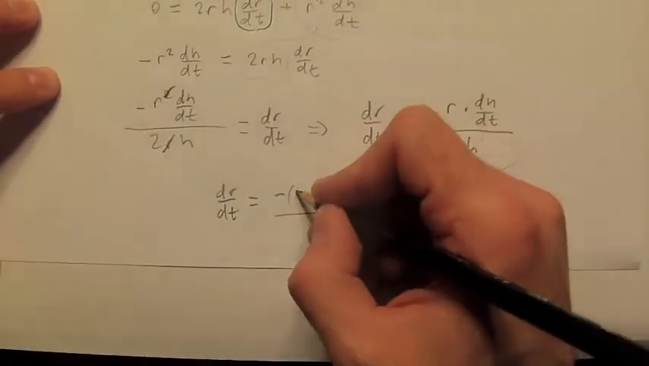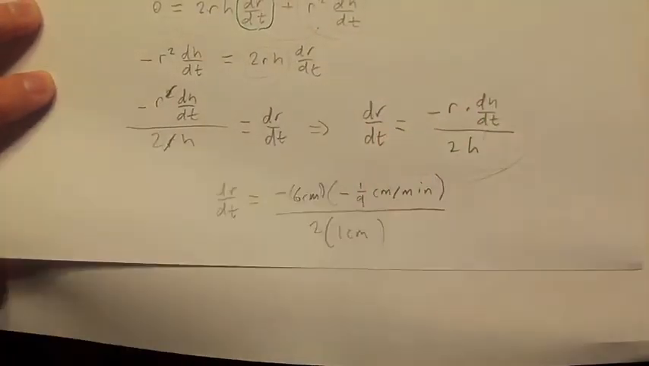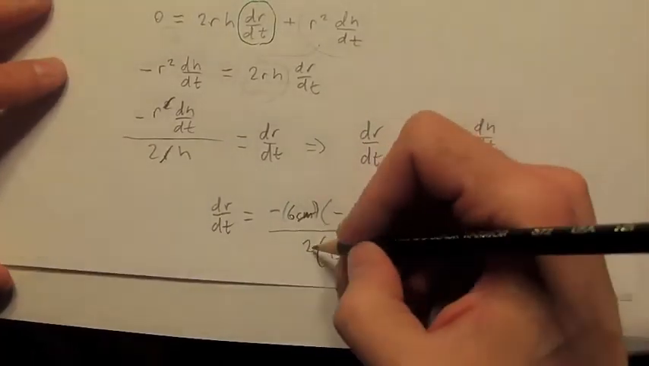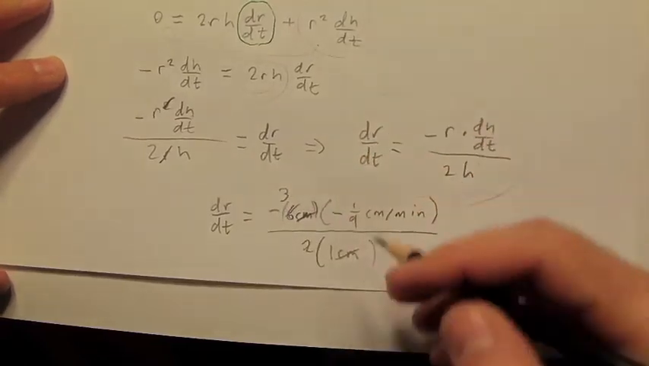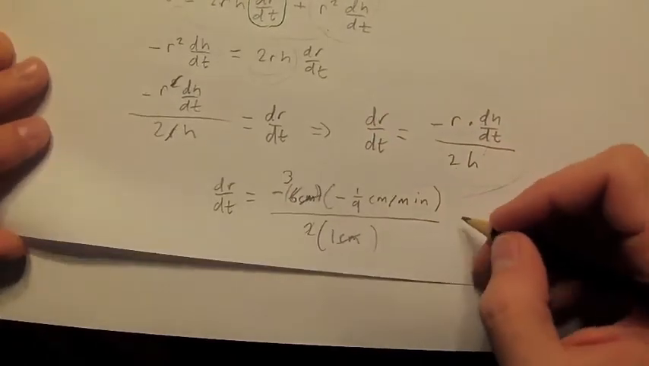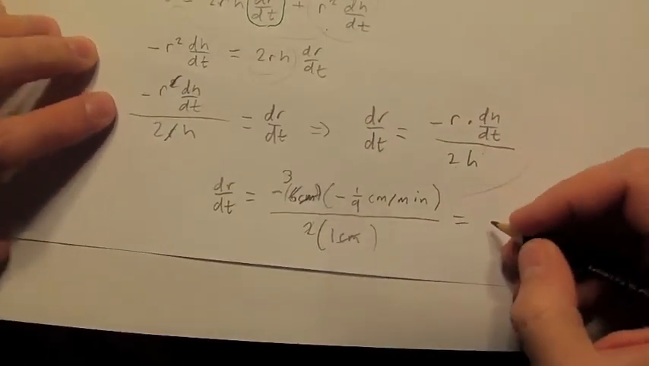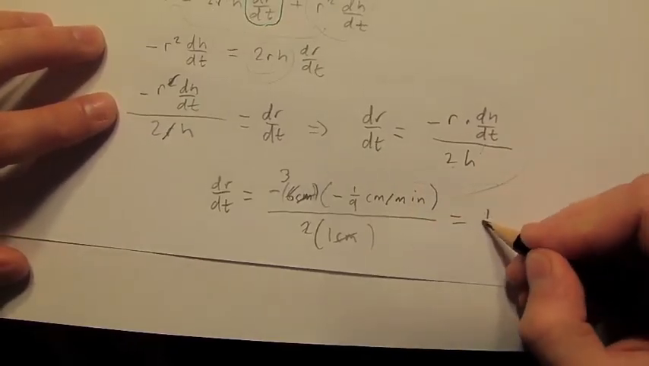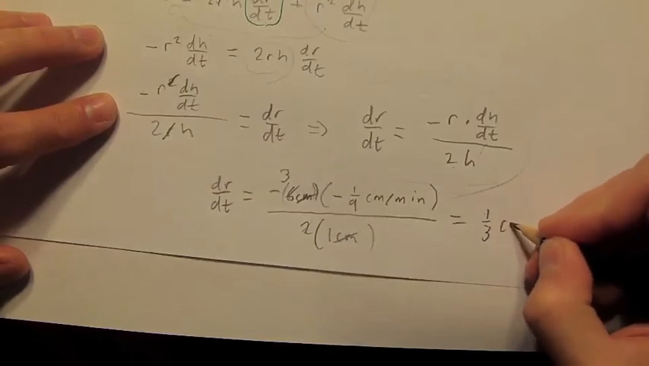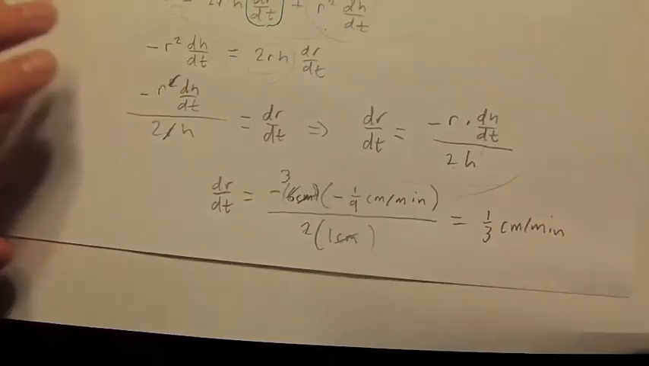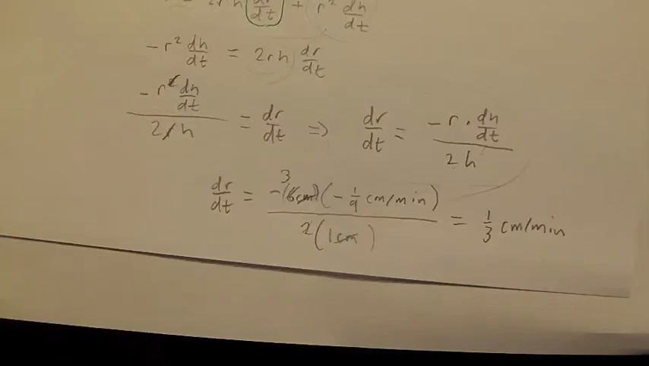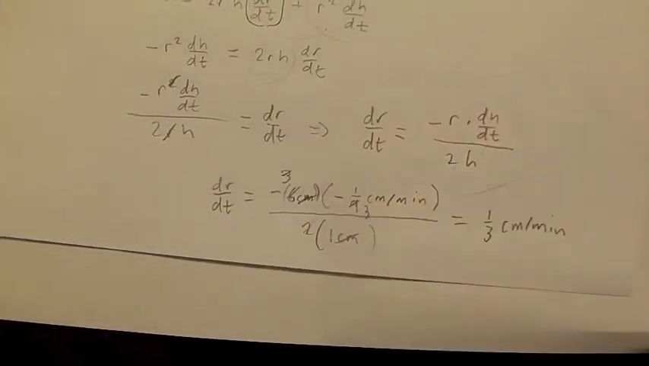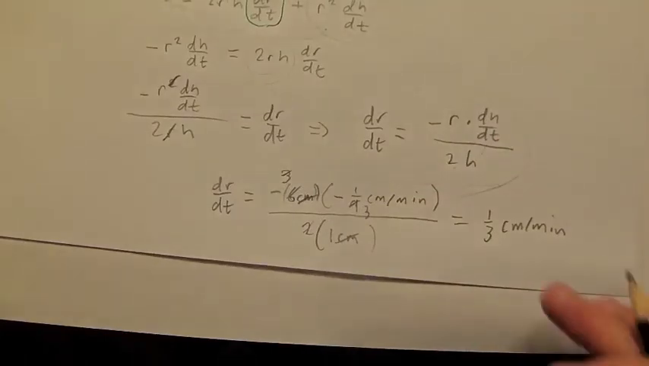So I'll put that in. Okay, so these centimeters cancel. The 2 cancels with this and leaves a 3. That 3 cancels with the 9 and leaves a 3. So at the very end of the day, I get 1/3 centimeters per minute, provided I did all that right. And there we go.